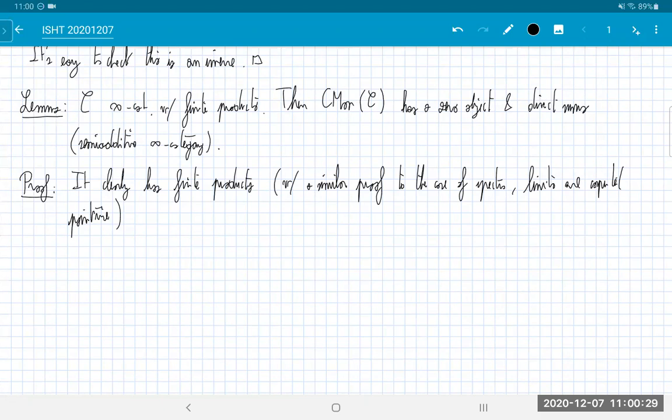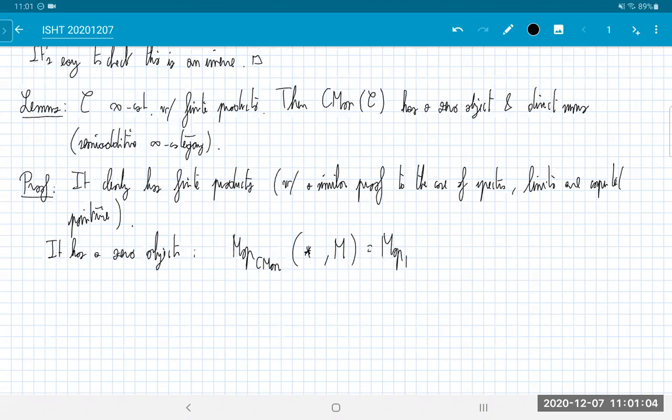Okay, but let's see that it has a zero object. So we have to take the terminal object, which had better be the zero object, and we need to show it's initial. So we need to show that maps in commutative monoids from the constant functor, the terminal object, to M is still contractible. This is just a map in the functor category, the space of natural transformations. And now note that this is a constant functor, so you can use the universal property of the colimit to say that this is the same thing as a map in C from the terminal object to the colimit.